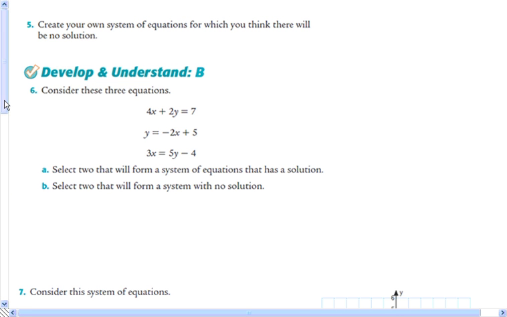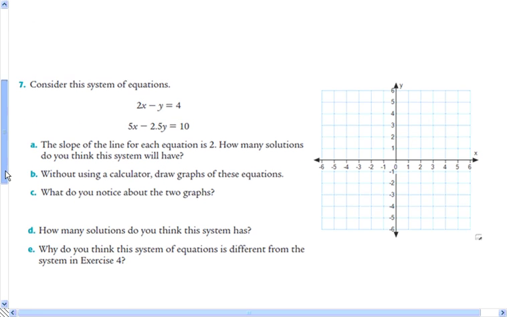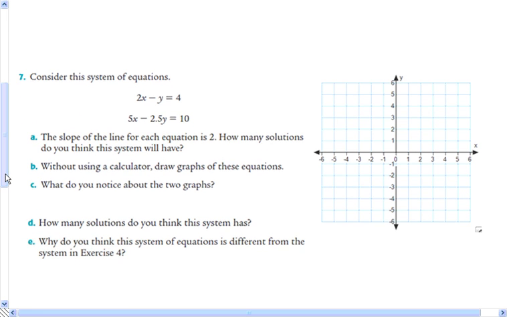Let's check out number 7. Consider this system of equations, 2x minus y equals 4 and 5x minus 2y equals 10. The slope of the line for each equation is 2. How many solutions do you think the system will have?